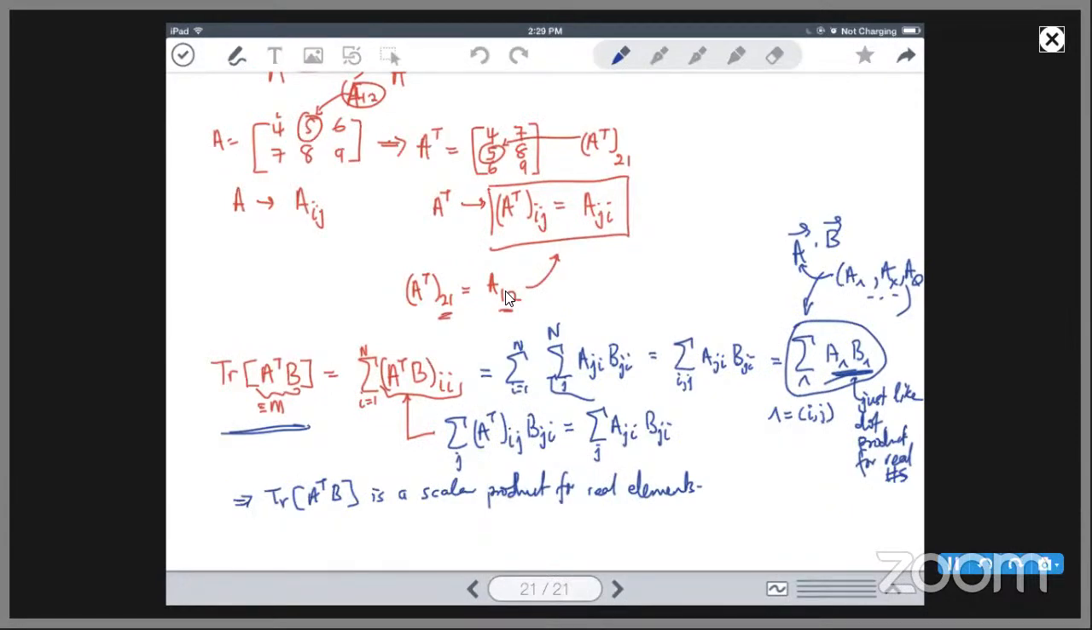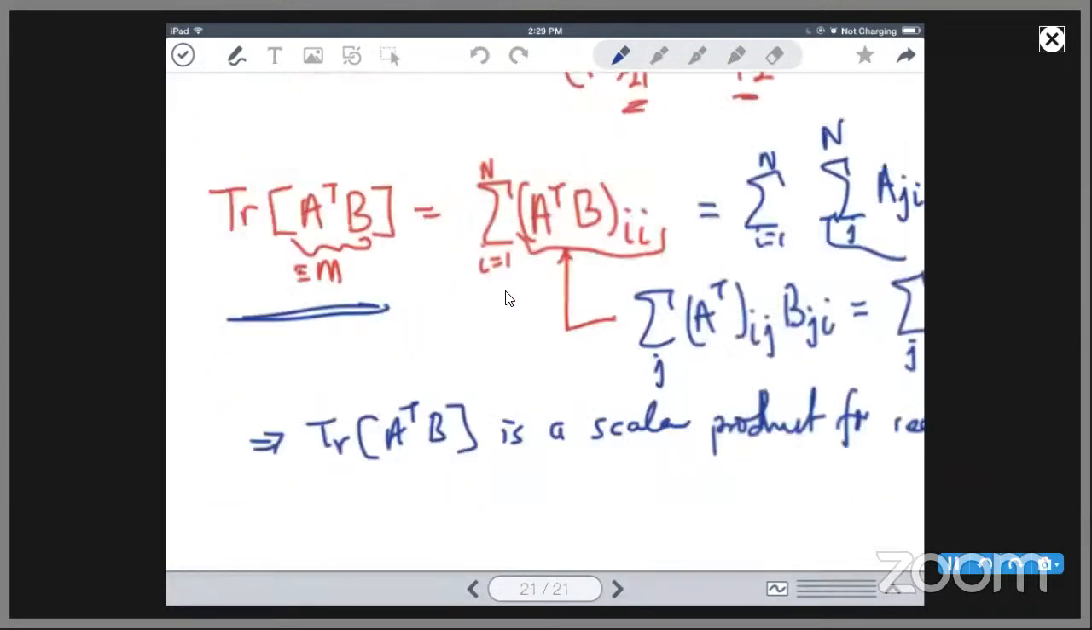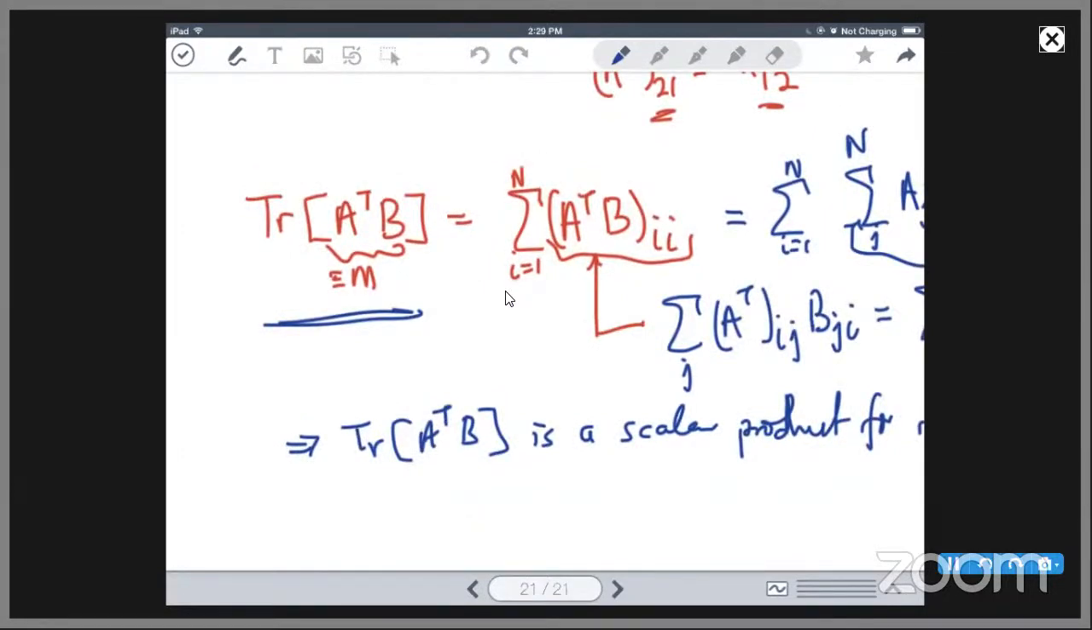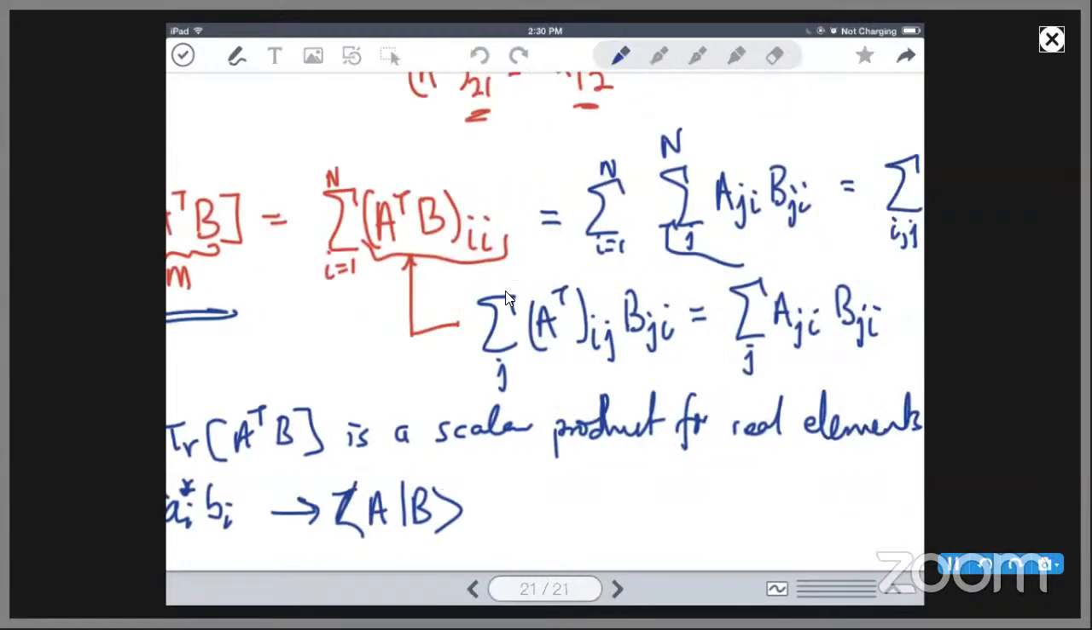What if A and B are not real numbers? Let's say they're complex numbers. What should we do? We do the same thing that we suggested for the other case. For instance, for the vector AB, we suggested that we should write it as A_I star B_I. So in this case also, the dot product between matrices A and B should be something like sum over lambda, A lambda star, B lambda.